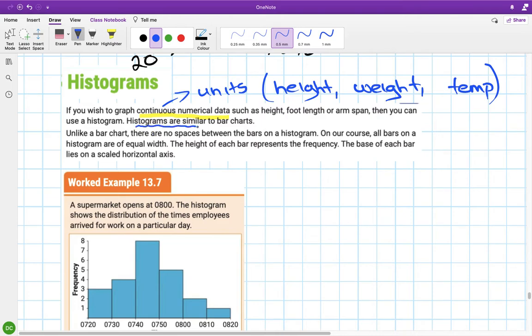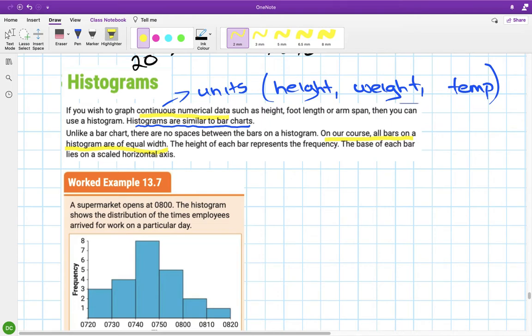Histograms are very similar to bar charts. There is a massive discrepancy between histograms and bar charts if you do histograms kind of to their complete form, I suppose, but it's not on your course. It says it here, look, on our course all the bars in a histogram are of equal width. There is a way in which the bars on a histogram can be different widths, and that makes them obviously very different from bar charts, but we don't have to study that.